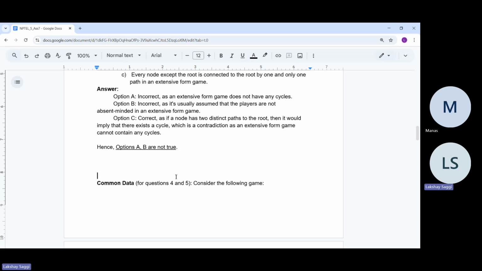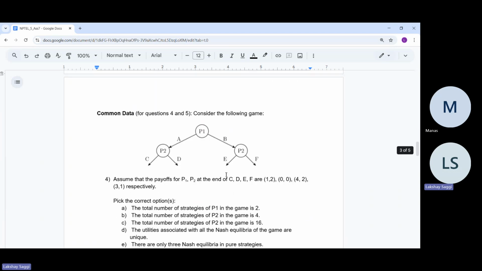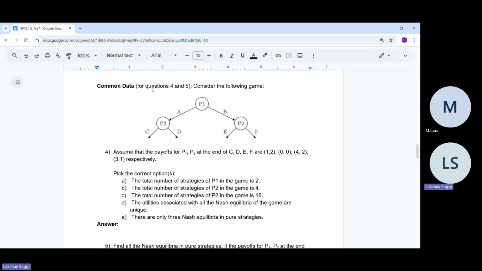Okay, then now we have the fourth and fifth questions, which are a bit more non-theoretical, more on the numerical side. We have common data for a game for questions 4 and 5, so we have to consider the following game. Player one plays first, and it has two choices of playing A or B. Then player two plays at both times: one time player two has the choice of playing C or D, and the second time player two has the choice of playing E or F.